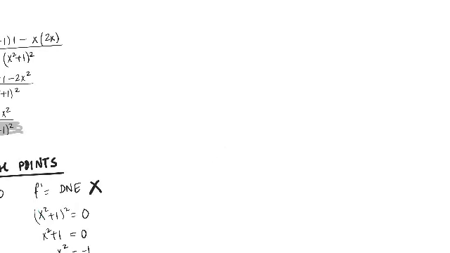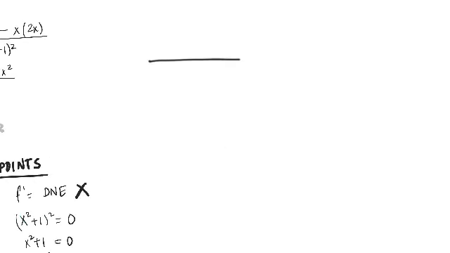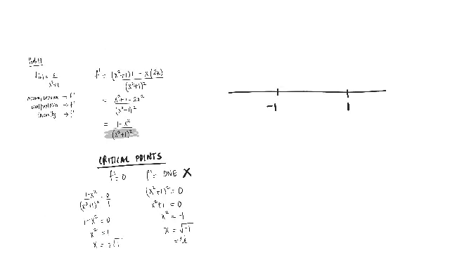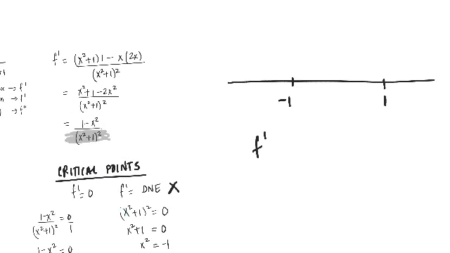So I go off to a sign chart, and on the sign chart, we need both the -1 and the +1, which are the only critical points. Then I'm going to do test points to figure out the sign of f prime. So let's do that. I would choose 0 for sure and go f prime of 0 is 1 minus 0 over 0 plus 1 squared, which is 1.